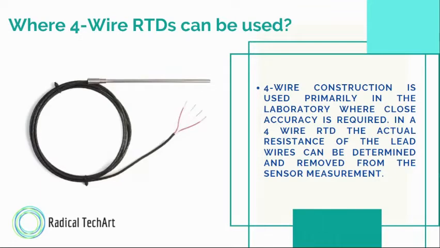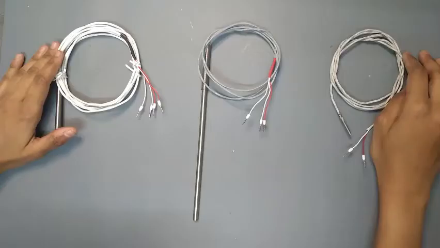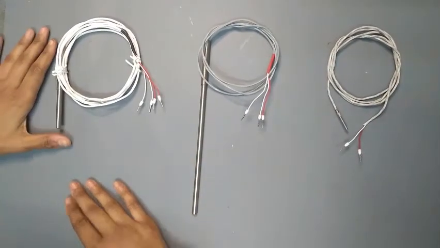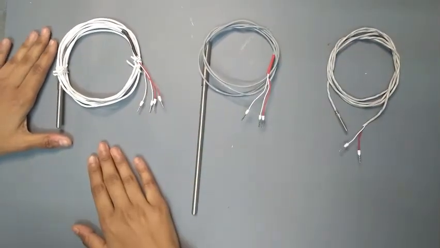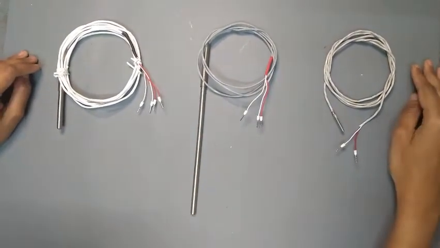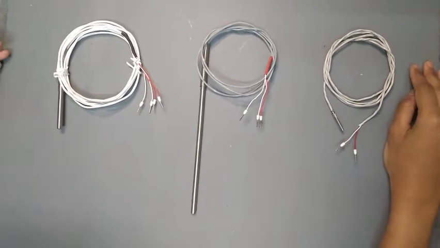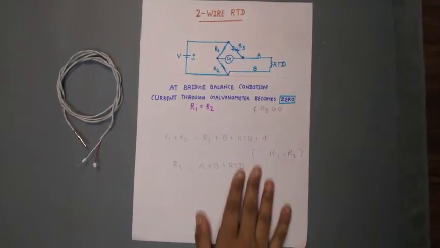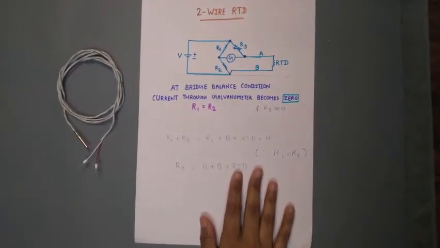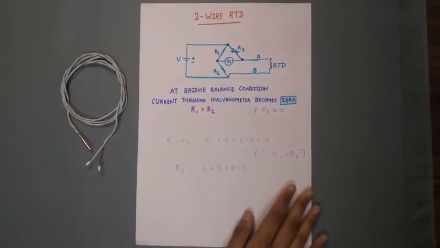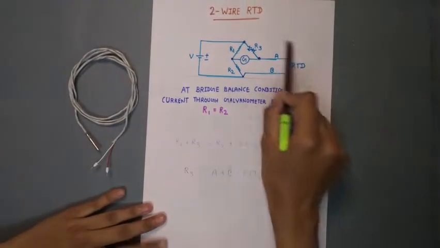So let's analyze further these three categories of RTD wires. So guys, you can see here three different types of RTD wires, 2-wire, 3-wire and 4-wire. In this video we will learn further about 2-wire, 3-wire and 4-wire RTDs. So first of all we study the 2-wire RTD and also we cover why we don't use a 2-wire RTD for long distances. So you can see here one diagram.